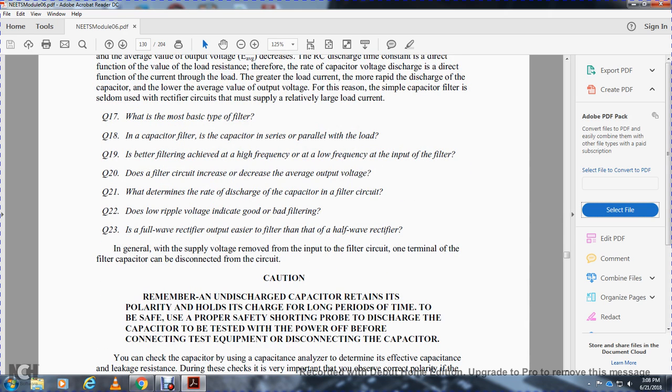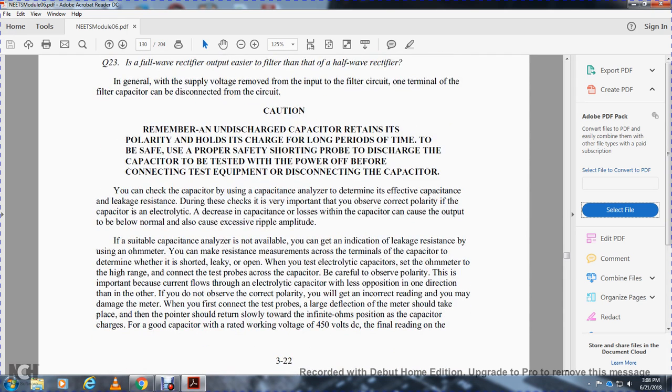In general, we supply the input voltage to the filter circuit with one terminal of the filter capacitor connected to the other side of the circuit. Caution: remember, an undischarged capacitor retains its polarity and holds its charge for a long time. Be sure to properly discharge the capacitor by safely shorting it with a probe. Turn the power off before connecting test equipment or disconnecting the capacitor.